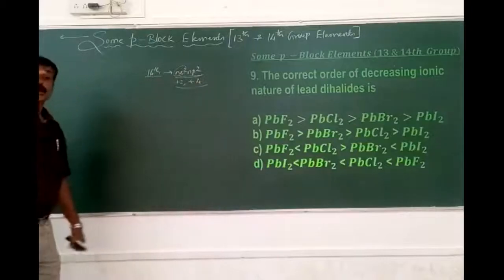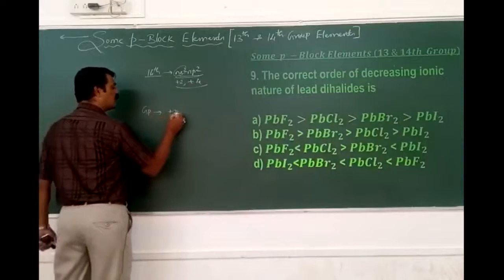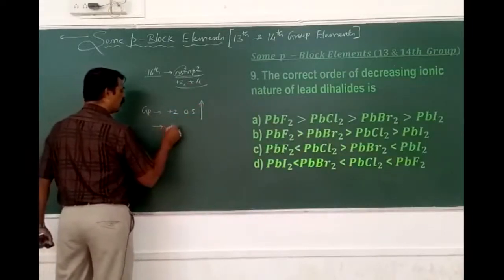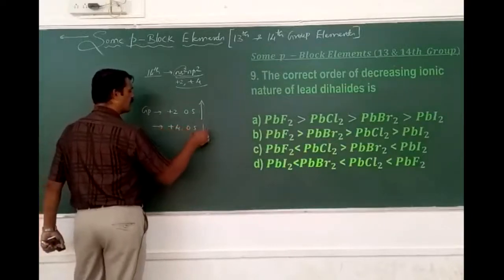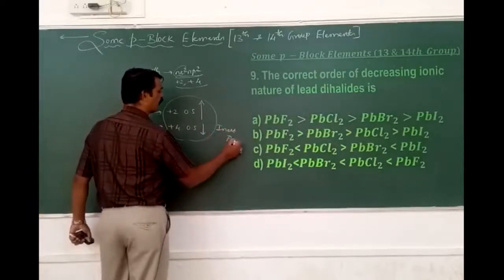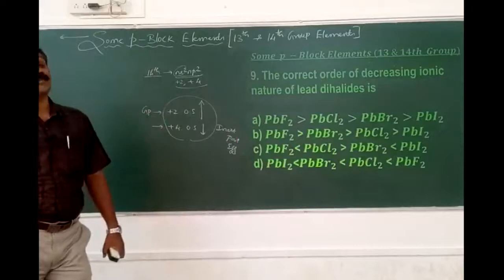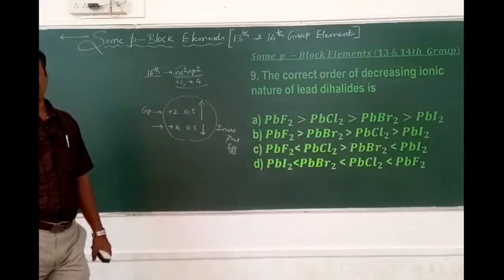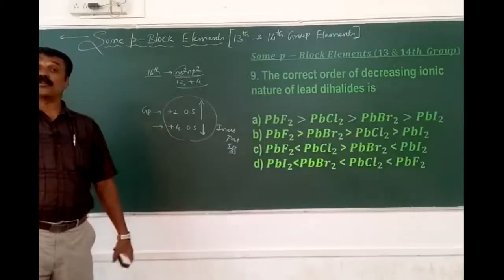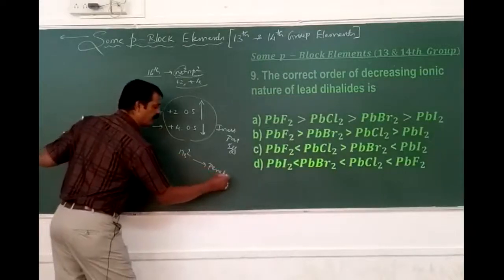Down a group, the +2 oxidation state is more stable, whereas the +4 oxidation state is less stable. These two are due to one effect, called the inert pair effect. It means the last two valence electrons of the ns orbital are not involved in chemical bonding, such that the ns2 electrons penetrate into the inner orbitals.